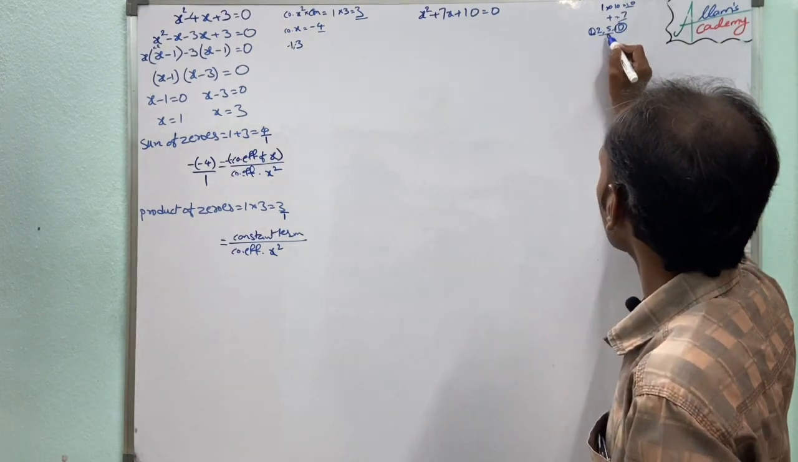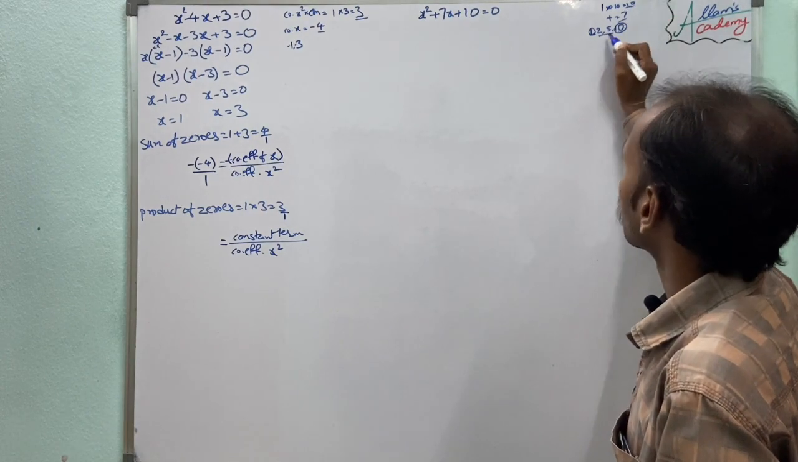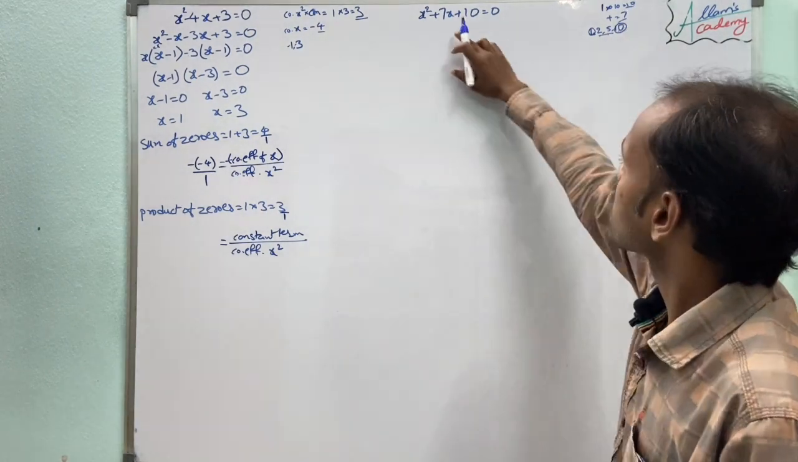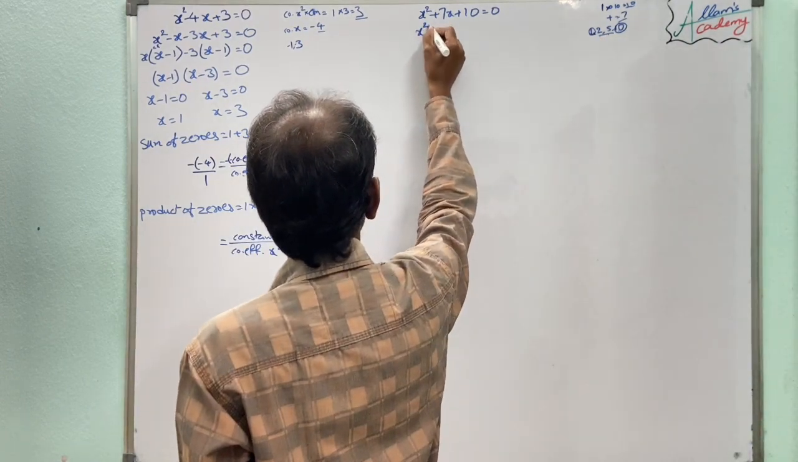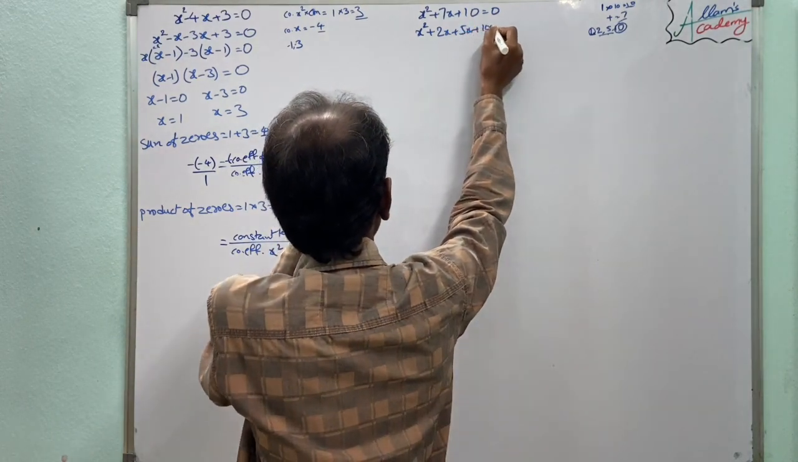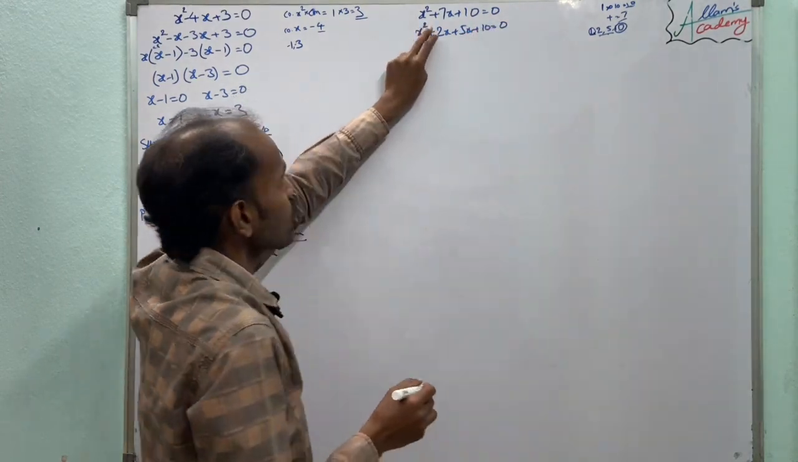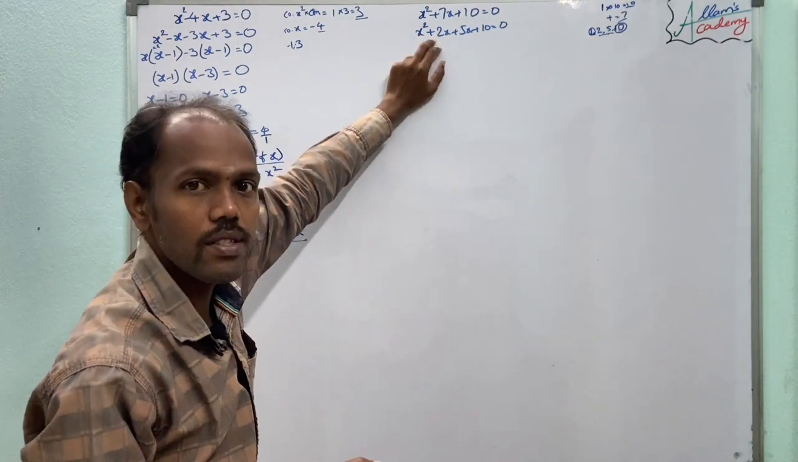But 2 plus 5 equal to 7, and 2 into 5 equal to 10. So in the place of 7x, I am writing 2x plus 5x. So x square plus 2x plus 5x plus 10 equal to 0. Now x square can be written as x into x, and here 2x means 2 into x.